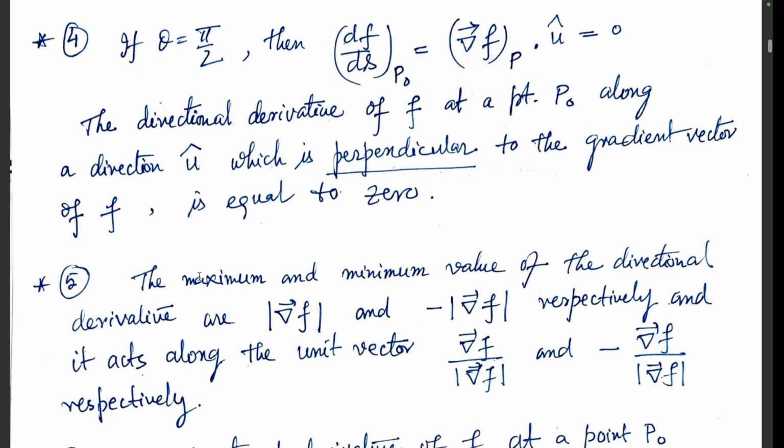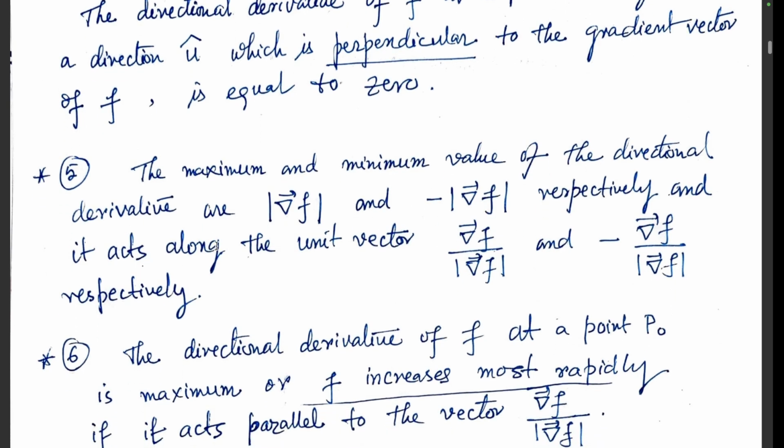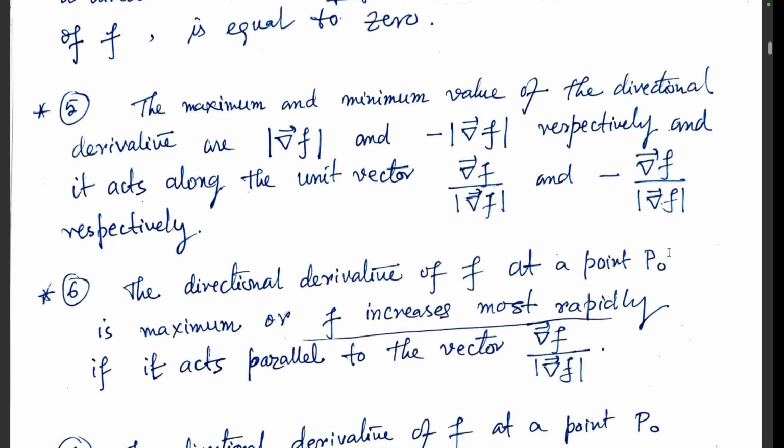Remark 5: the maximum and minimum values of the directional derivatives are modulus of grad f and minus modulus of grad f respectively. The maximum acts along the unit vector grad f by mod of grad f, which is the unit vector along the grad f vector, and the minimum acts in the opposite sense, minus grad f by mod of grad f, the opposite of the grad f vector.